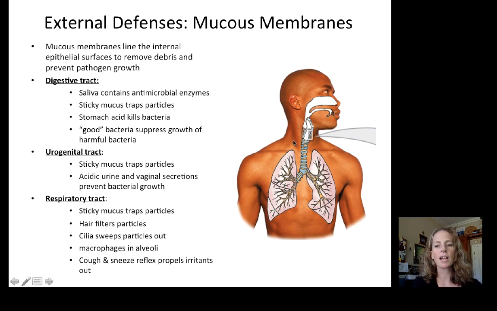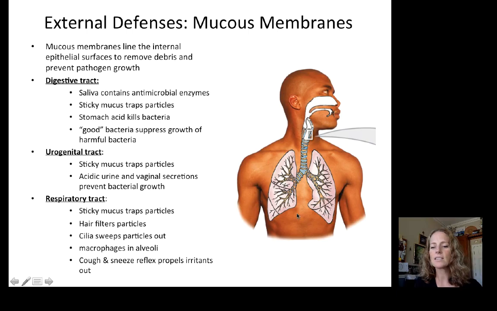In the respiratory tract, which is also open to the external environment, we have mucus throughout. This sticky mucus again traps the particles. We will also have hair and cilia. The hair will be in the outer portion of the nasal cavity, and that will filter particles coming in through the nasal cavity. Then throughout the respiratory system, we will have tiny little cilia, microscopic projections that will help to sweep debris out and away from the respiratory passages.